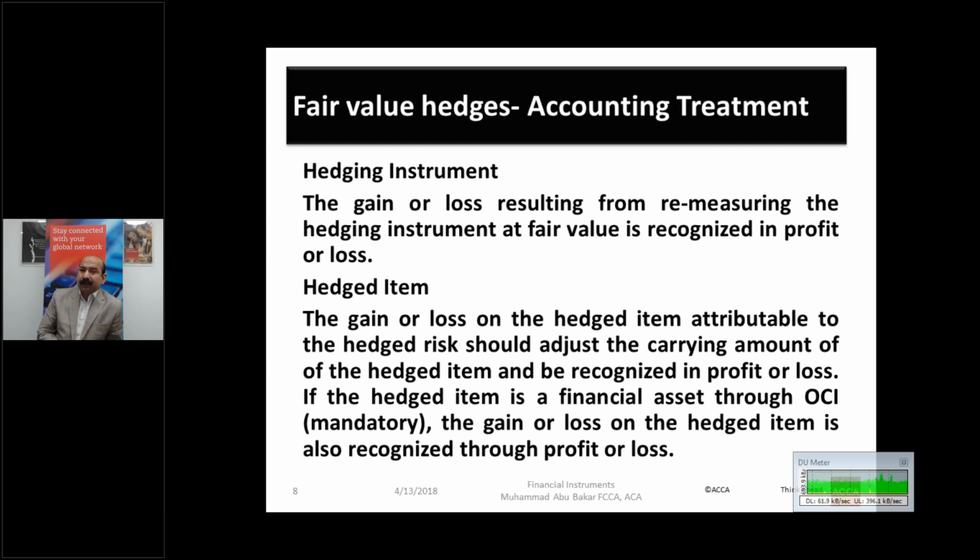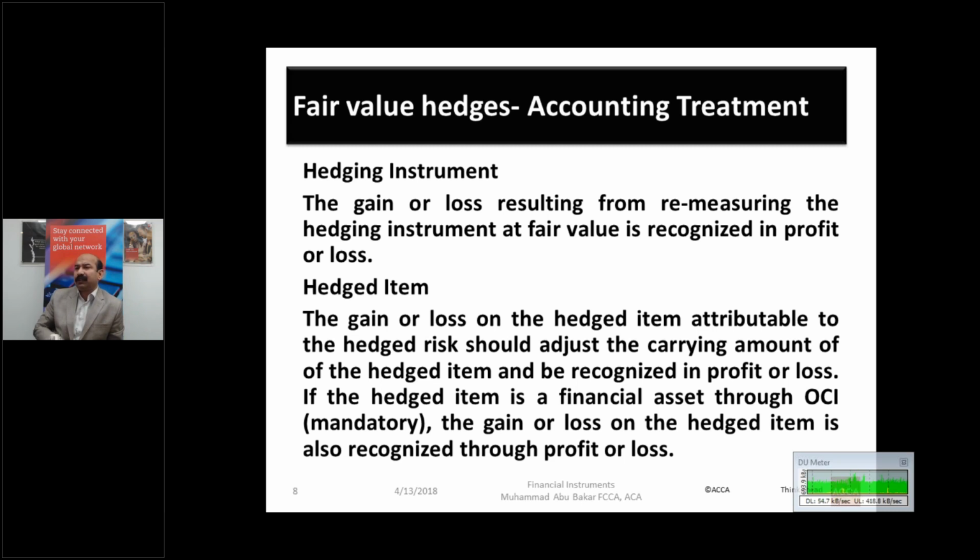Like in our examples for fair value hedge, if you are hedging inventory, so the hedged item is inventory, stock, and how you are hedging that inventory, that will be termed as hedging instrument. For example, if you are using futures to hedge that inventory value, then those future contracts will be hedging instrument, whereas the stock will be your hedged item, the item which is protected from the loss.